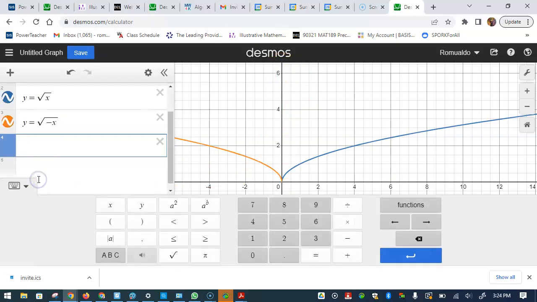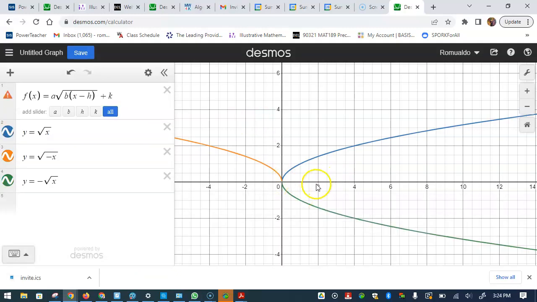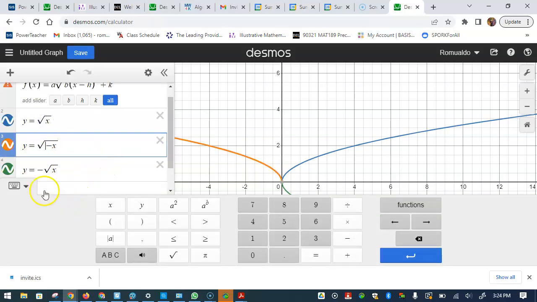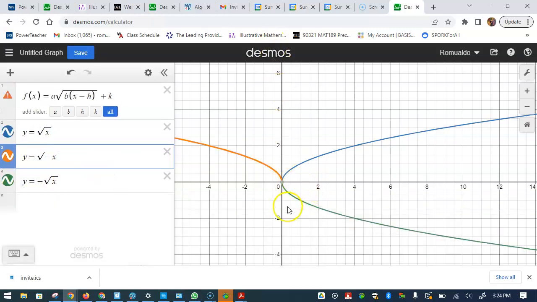So again, I repeat. This is y equals minus square root of x. There are three graphs here. The blue graph reflects over the x-axis when you have a minus outside. But if the minus is inside, then it reflects over the y-axis. And you can see the domain changes: instead of 0 to infinity, this becomes minus infinity up to 0 here. So one needs to be very careful here.